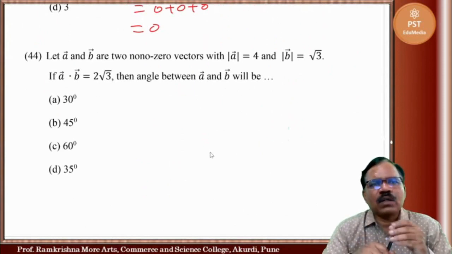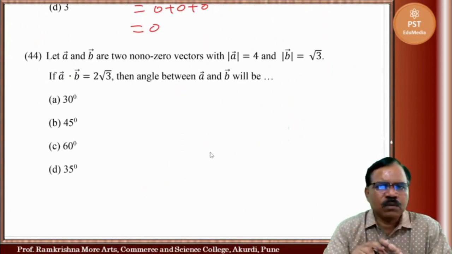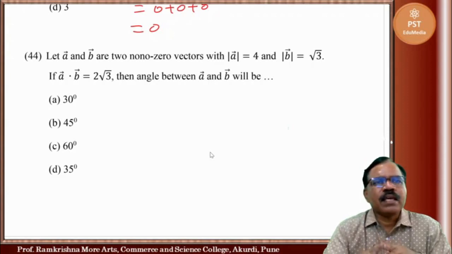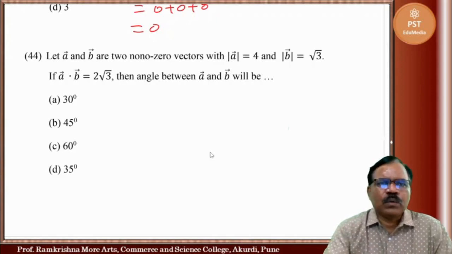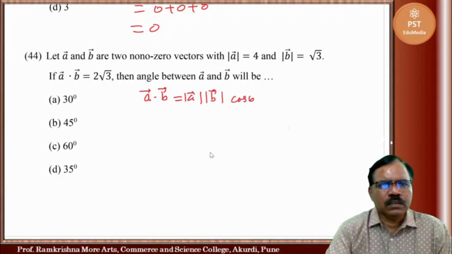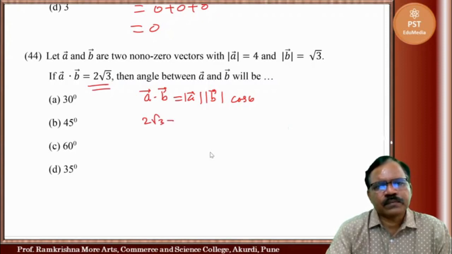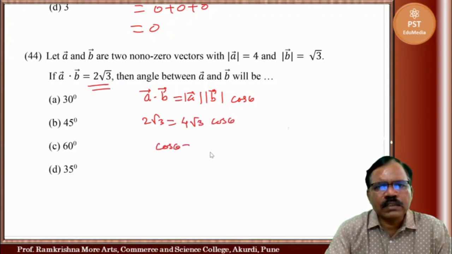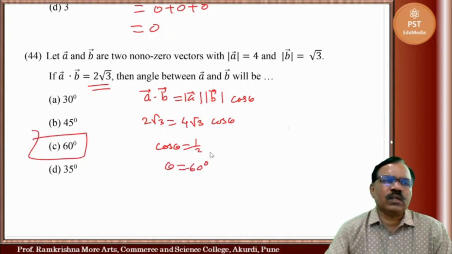Let a and b be two non-zero vectors with magnitude of a is 4, magnitude of b is root 3. If a dot b is equal to 2 root 3, then the angle between a and b will be, we know, if a and b are two vectors, a dot b will be equal to magnitude of a into magnitude of b multiplied by cos theta. Now a dot b is 2 root 3, magnitude of a is 4, magnitude of b is root 3, into cos theta. So you will get cos theta is equal to 1 by 2 now. So theta is equal to 60 degree.